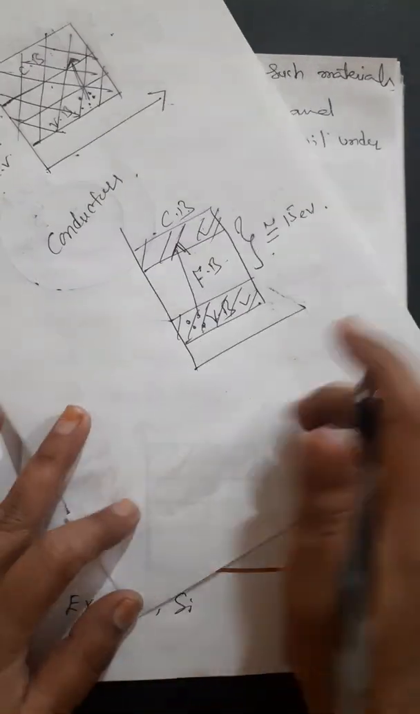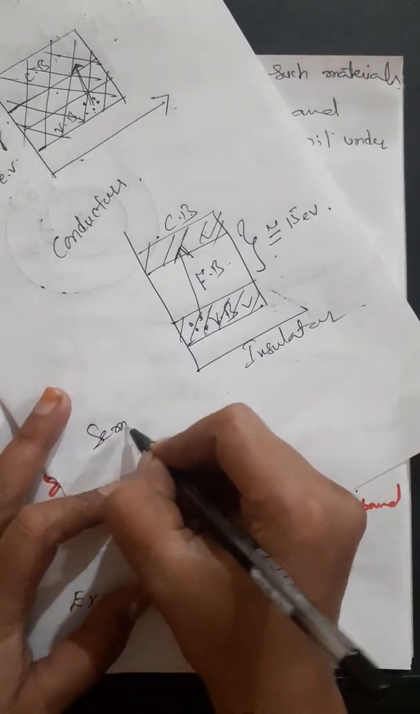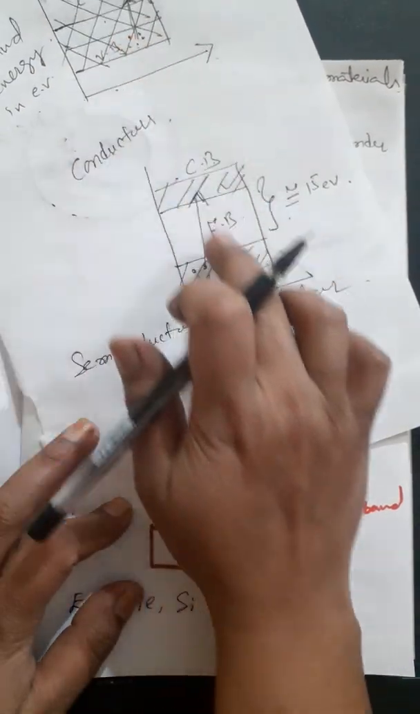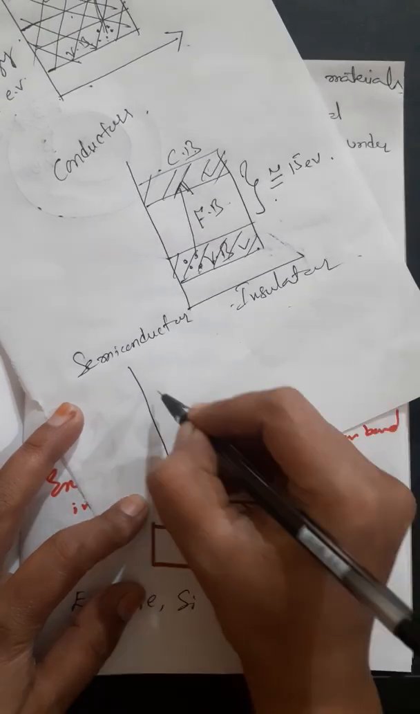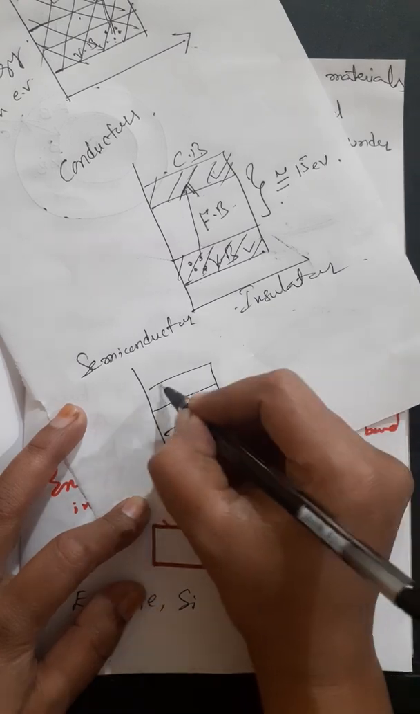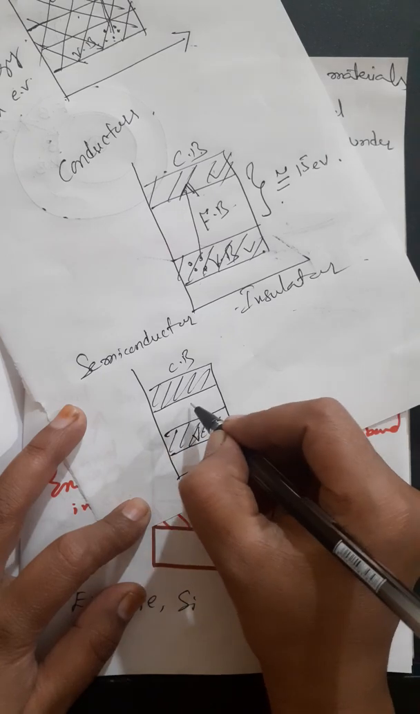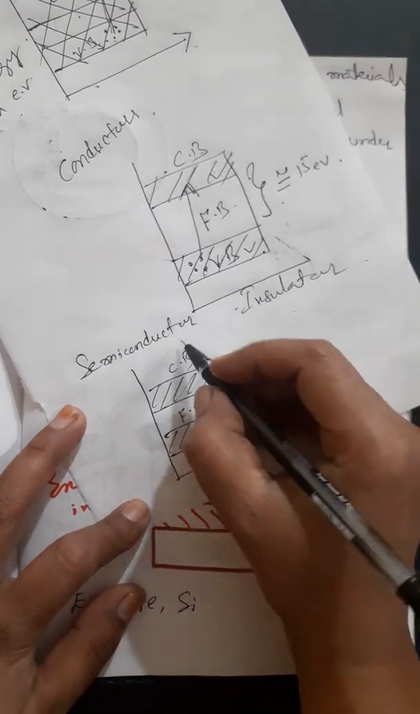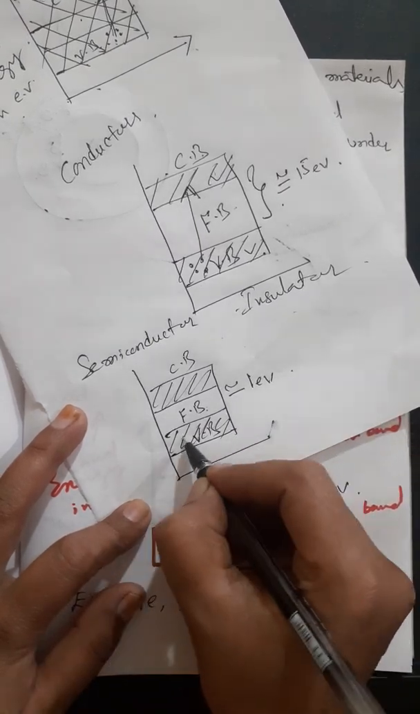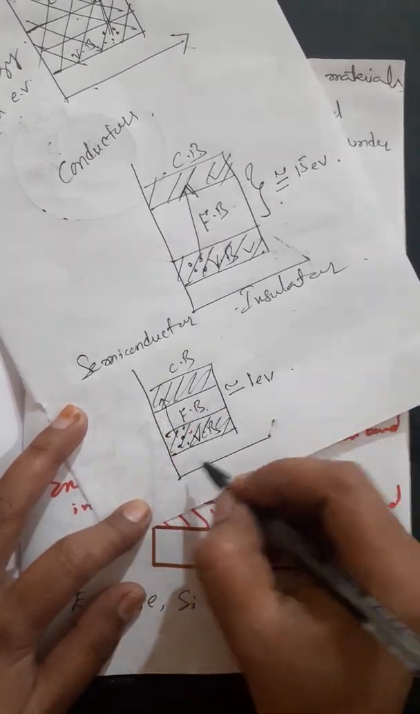It means these are the insulators. And semiconductor means a material whose electrical conductivity lies between conductors and insulators. Here the energy gap between the valence band and conduction band is very small. This is the conduction band and this is the valence band. The forbidden gap is just 1 electron volt. So a smaller electric field is required to push the electrons from this side to that side.